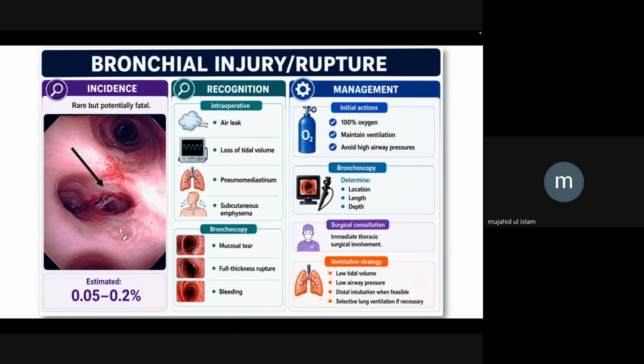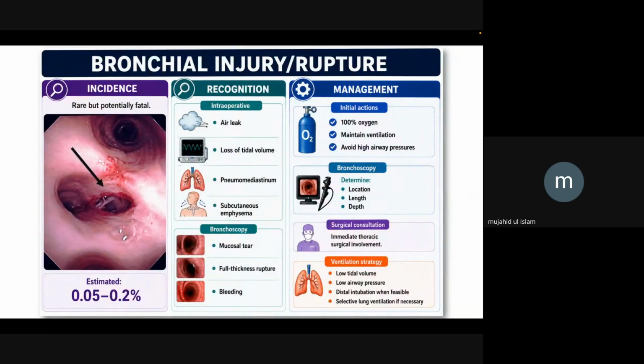Bronchial injury or rupture is a rare but potentially fatal complication of lung isolation. Risk factors include female sex, older age, COPD, steroid therapy, tracheobronchomalacia, oversized DLTs, excessive cuff inflation, and difficult or forceful intubation. Suspect it if there is a sudden air leak, loss of tidal volume, pneumomediastinum, or subcutaneous emphysema. Fiber optic bronchoscopy confirms the diagnosis and defines the location and extent of the injury.